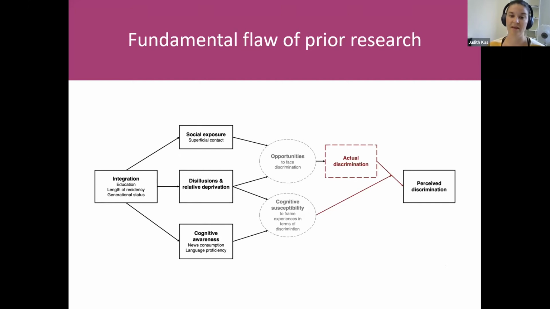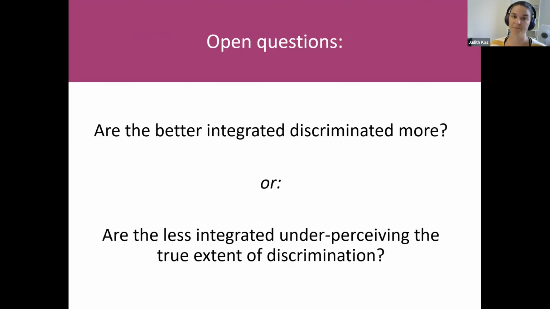So what's missing in the model that I showed before is this part, the actual discrimination. So people who face more opportunities to face discrimination are probably discriminated more and therefore perceived to be discriminated more. And the other mechanism affects the link between actual and perceived discrimination. So if people are more likely to frame experiences in terms of discrimination, that affects the link between actual and perceived discrimination.